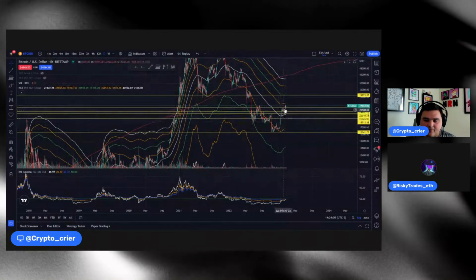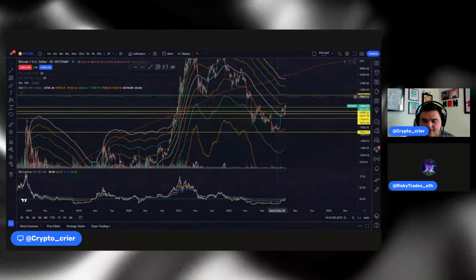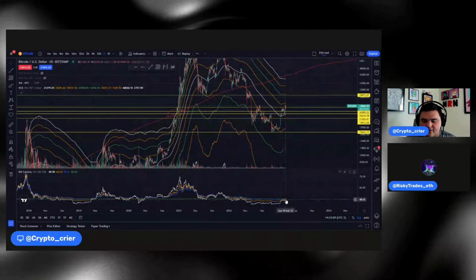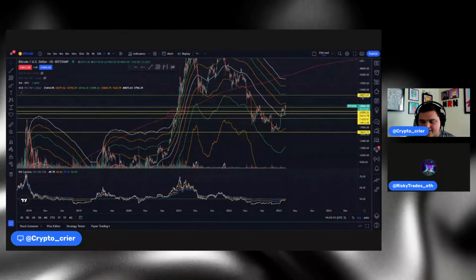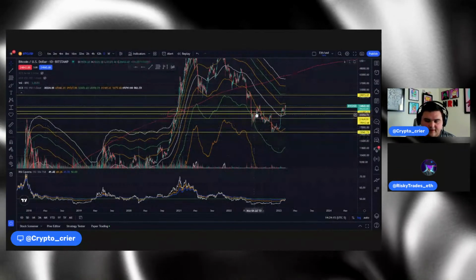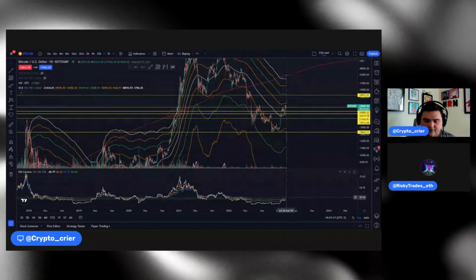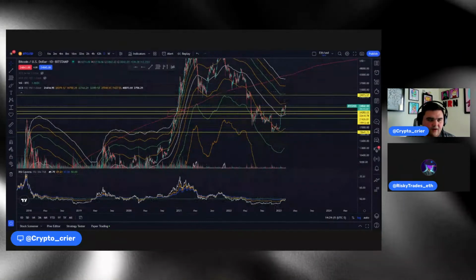Just that this pump was not a lot of volume, so until proven otherwise, and this is above this line, like on a couple of the other ones like Matic and everything, I still have my rules set and I'm not trading them until these things are on the opposite side of them. Until we get some confirmations.